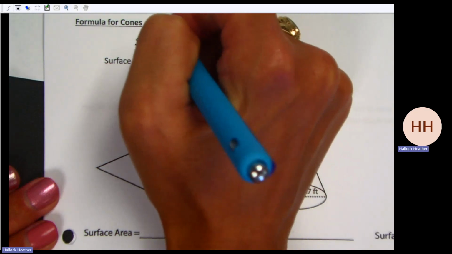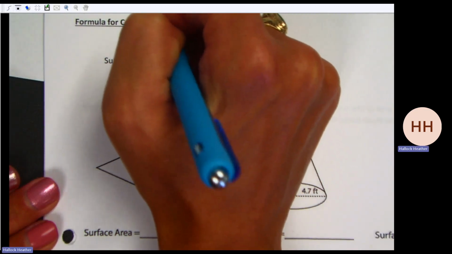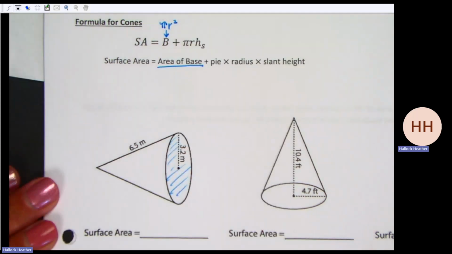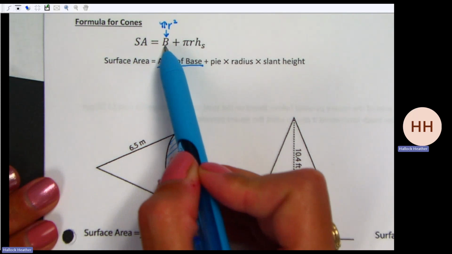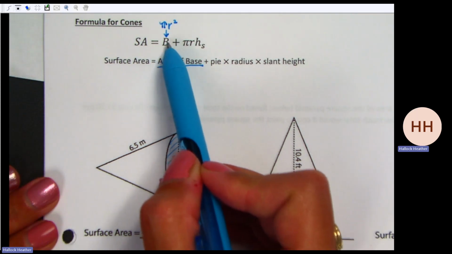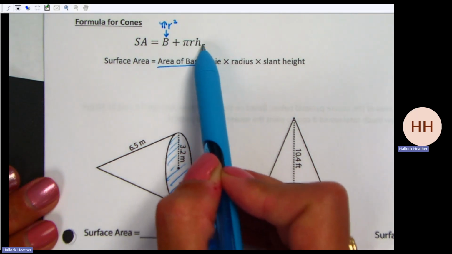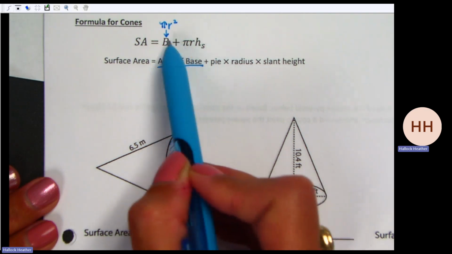Pi r squared. So this is tricky because it's a circle. We have to plug in pi r squared. Just like on Friday, we have to plug in the formula to the formula. The area of the base is a circle. So I'm doing pi r squared plus pi r multiplied by the slant height. So it looks weird, but I'm using it twice.